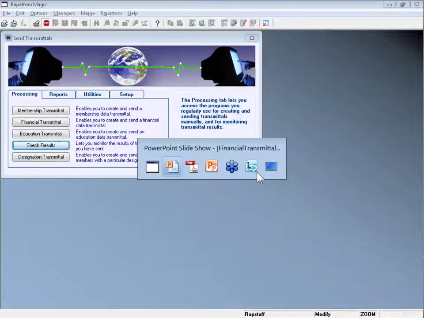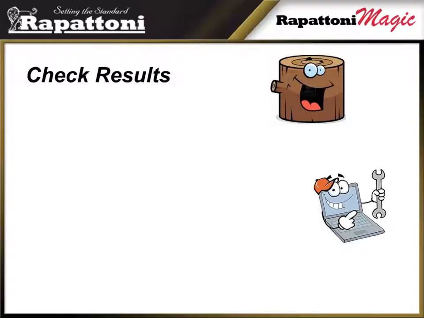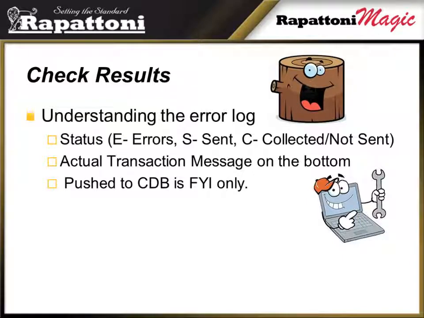Let's review. So we checked our results by really understanding that error log. There's a number of different statuses, and some of the most common ones are E for errors, S for sent, C for collected and not sent. We also have the actual transaction message on the bottom of the form, which is really the error message. And then remember that push to CDB is FYI only. Please do not try to keep checking that box. You'll only go crazy.